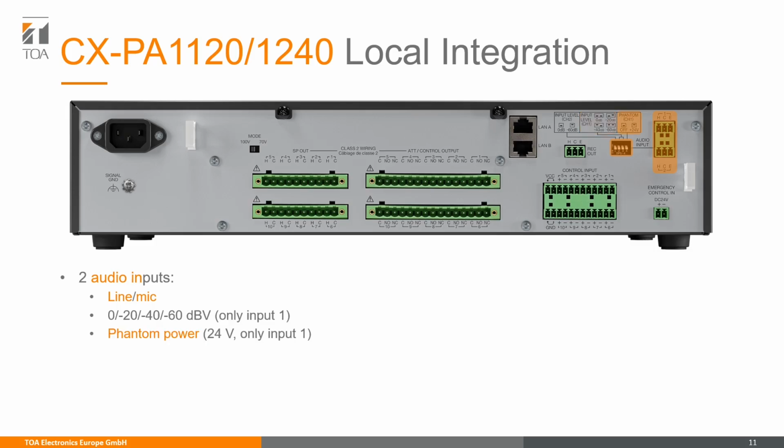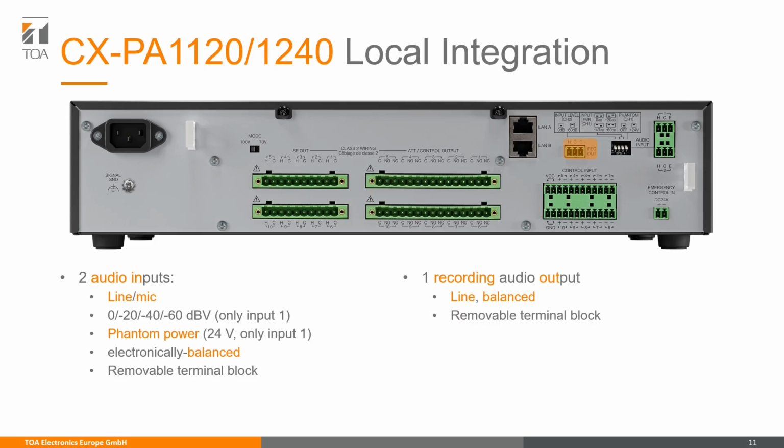But it's important to know that input 1 can only be used for broadcasts into the local zones of the amplifier and not for streaming to other network devices. Both inputs are electronically balanced and can be connected via removable terminal block. Then we have our recording audio output. This basically puts out the same audio as the amplifier, but as a balanced line output. And again, this can be connected via terminal block.